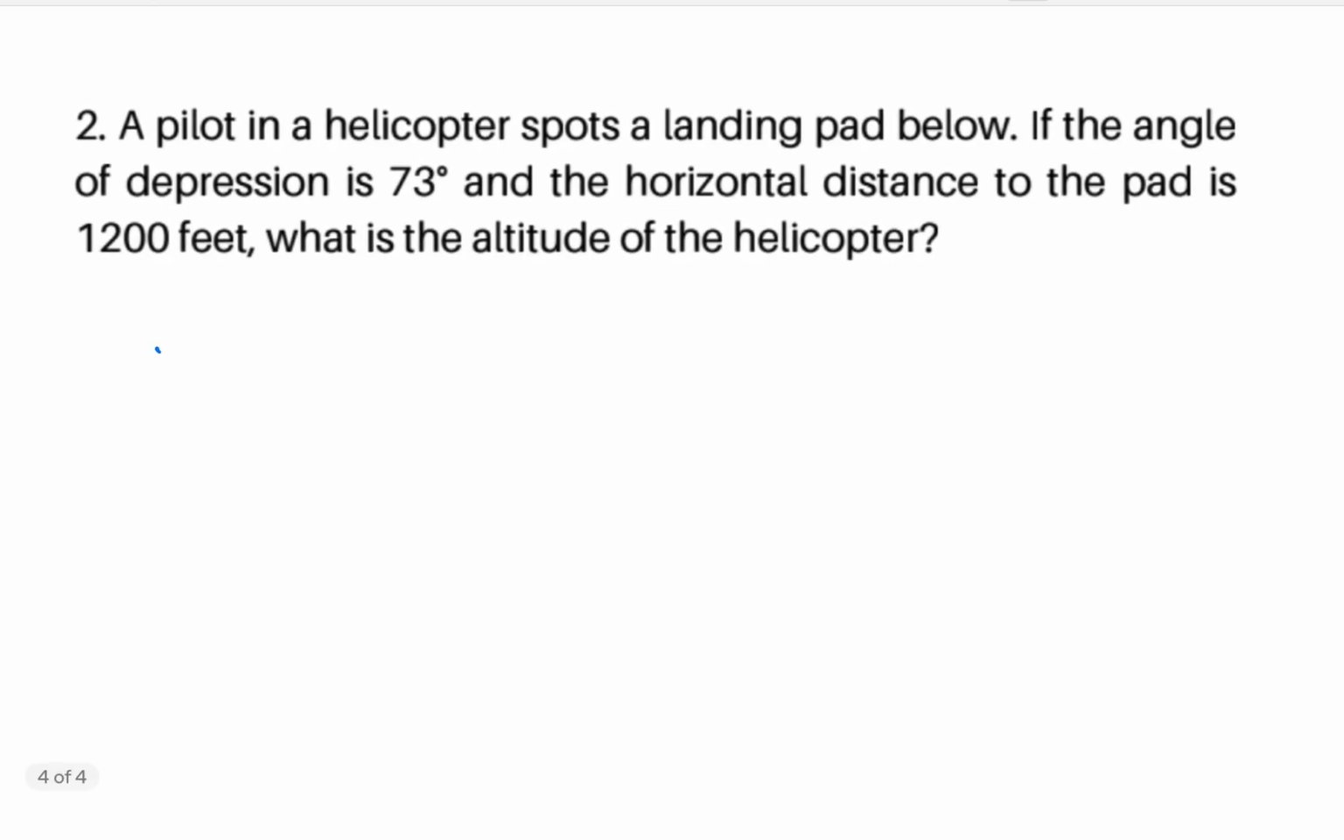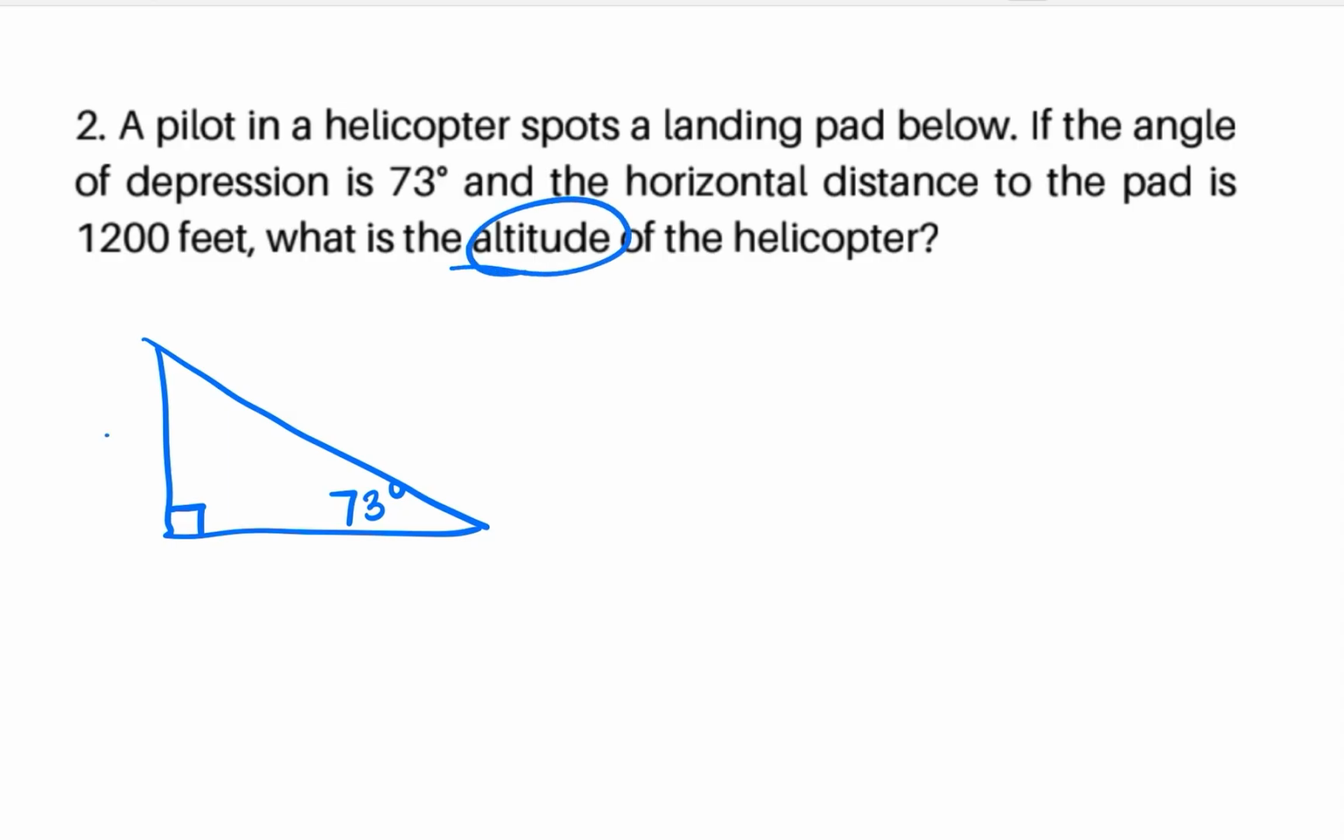So we have an illustration. We could draw an illustration that looks like this. So we've got 73 degrees, and we're trying to find the altitude, which refers to height, and the horizontal distance to the pad is 1,200 feet. And remember, this creates a parallel line, and so this also is going to be 73.